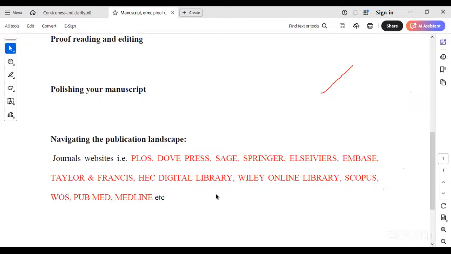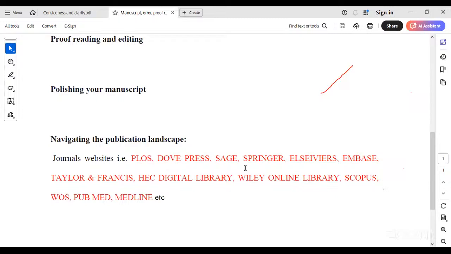I've highlighted some of the search journals, some of the publishing companies, like navigating the publication landscape. The journal websites, we have Laws, Software, Sage, Springer, Elsevier, Zambase. We do have Taylor and Francis. We have Scopus and Web of Science, the databases. These are some of the databases, some of the research publication companies, so we can access the journals from there.